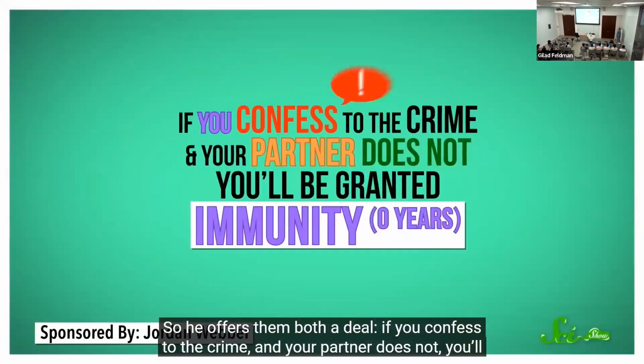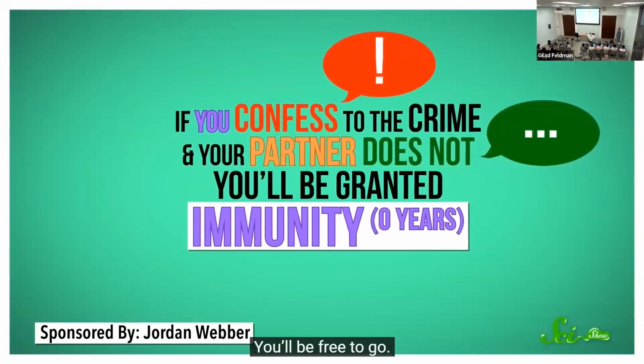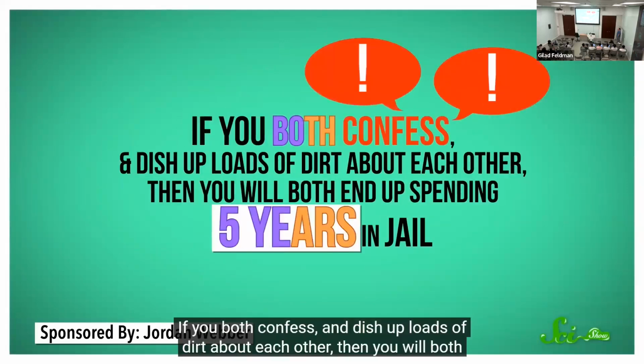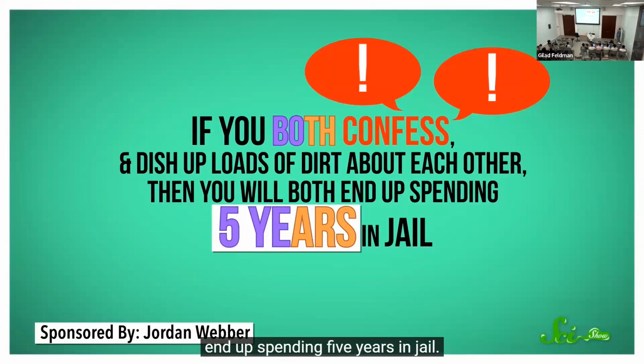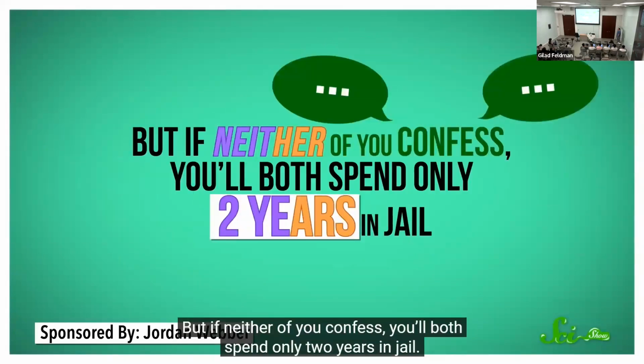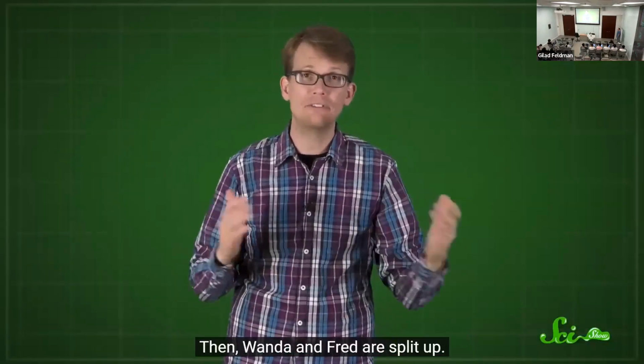If you confess to the crime and your partner does not, you will be granted immunity for cooperating. You'll be free to go. Your partner, though, will serve 10 years in jail. If you both confess and dish up loads of dirt about each other, then you will both end up spending 5 years in jail. But if neither of you confess, you will both spend only 2 years in jail. Those are their options.